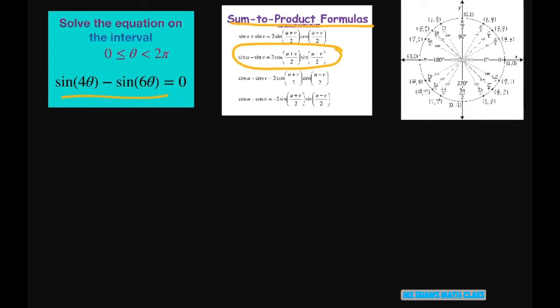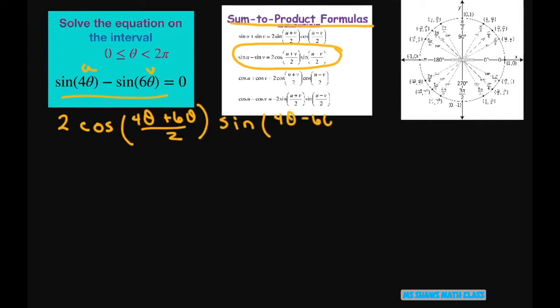So what I'm going to do is write this as a product using, this is your u and this is your v. So what we'll get is 2 cosine of 4 theta plus 6 theta divided by 2 times sine of 4 theta minus 6 theta divided by 2. So I just rewrote it using my formula.